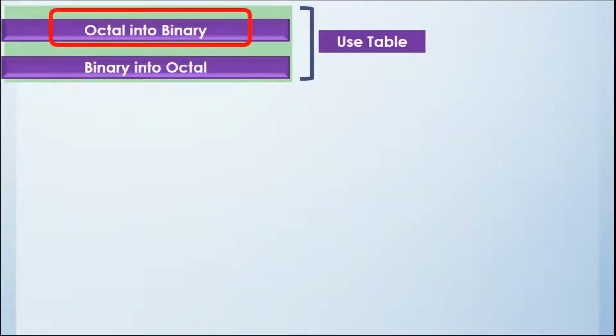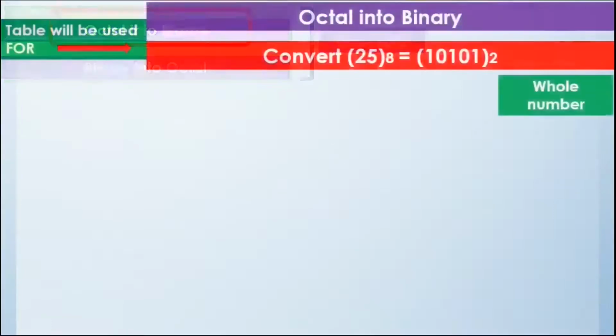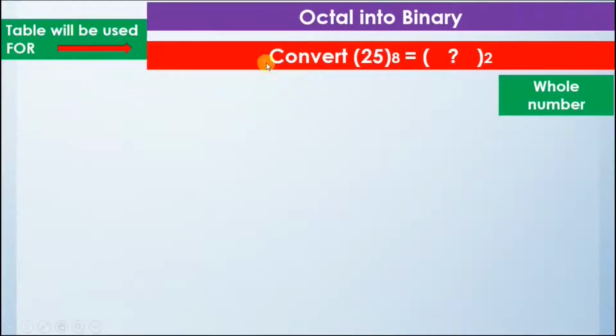First of all, we will learn how to convert octal number system into binary. We will use the table for that. So let's move ahead. Now we will see how to convert an octal number into a binary number, and we are dealing with the whole number here. We are given the whole number 25 in octal and we have to convert it into binary.